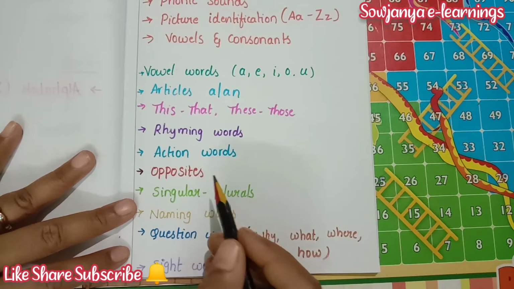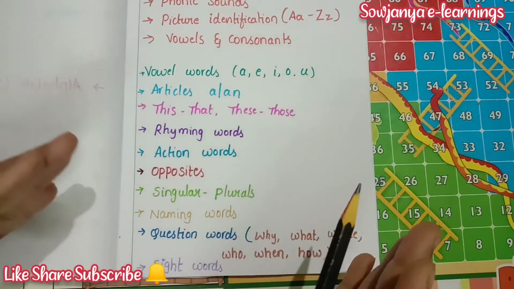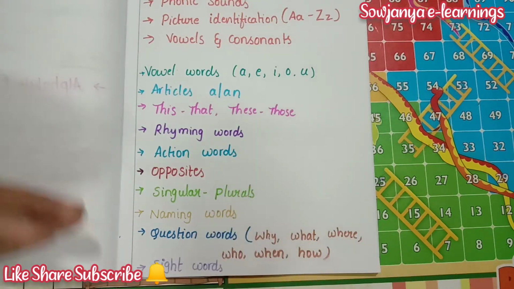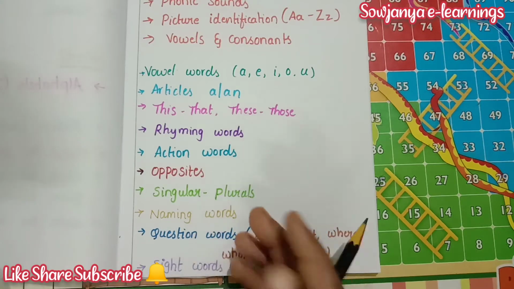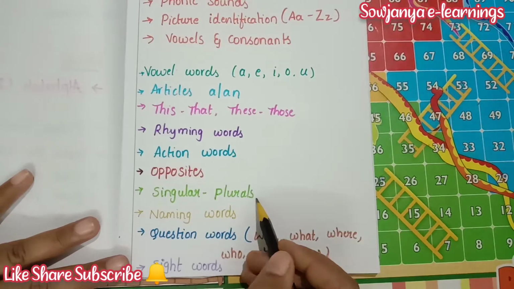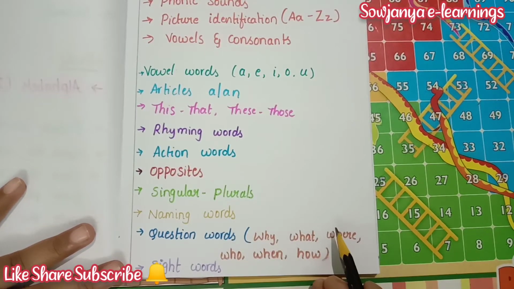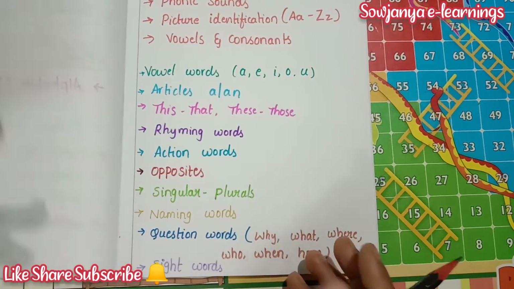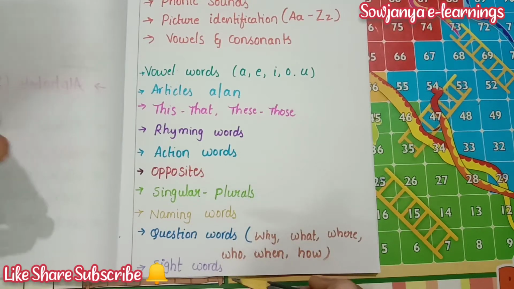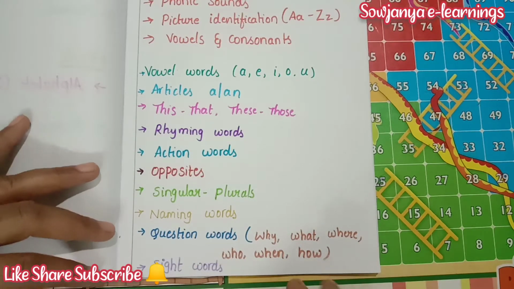Opposites. Opposites means like big opposite small. We have to show the objects for them or any things like that. We have to show and we have to tell hot, cold. And next, singulars and plurals. Singulars and plurals also we have to show them some objects and we have to make them worksheets also. Like we have to show them one pencil, many pencils, one book, many books, like that.